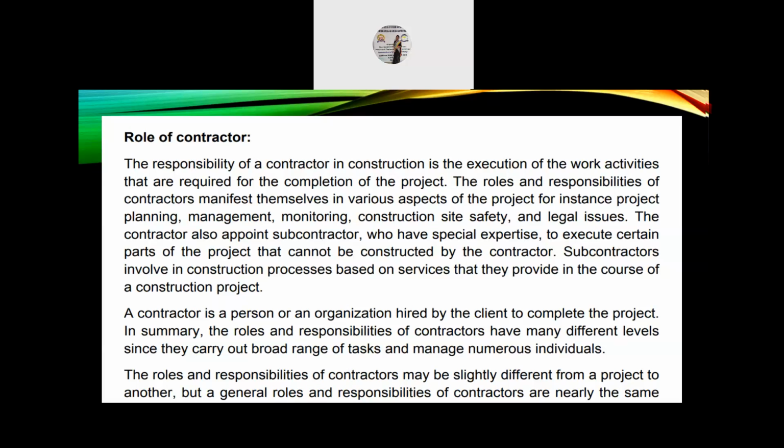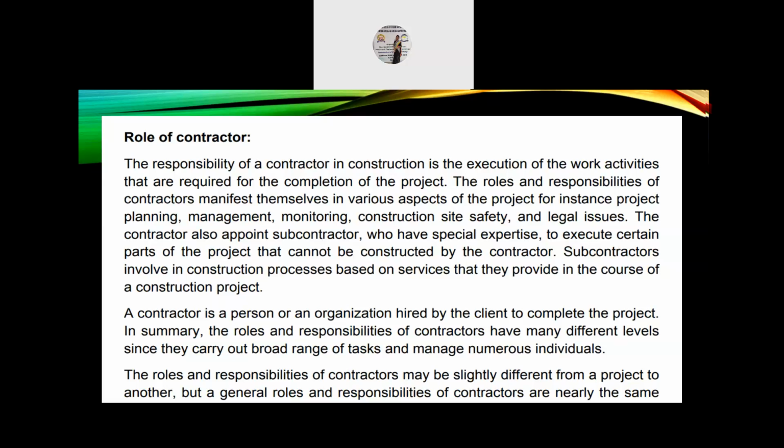The next topic is role of contractor. Responsibility of a contractor in construction is the execution of the work activities that are required for the completion of the project. The roles and responsibilities of contractors manifest themselves in various aspects of the project, for instance, project planning, management, monitoring construction site safety, and legal issues. The contractor also appoints subcontractors who have special expertise to execute certain parts of the project that cannot be constructed by the contractor. Subcontractors are involved in construction processes based on the services that they provide in the course of a construction project. A contractor is a person or an organization hired by the client to complete the project.